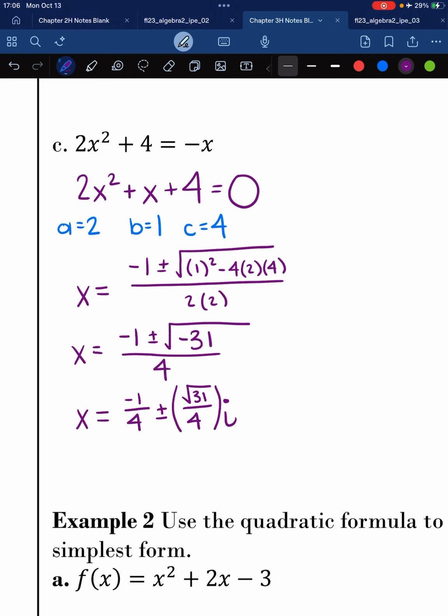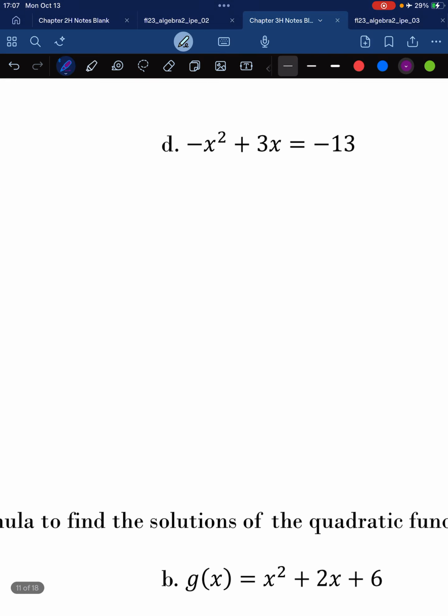Maybe I'm going to put this in parentheses just because I've made a big deal about that this year. Okay, and so I have two imaginary solutions here. I have negative 1/4 plus the square root of 31 over 4i, and negative 1/4 minus the square root of 31 over 4 times i. Right, and so the quadratic formula helped me to find those two imaginary solutions.